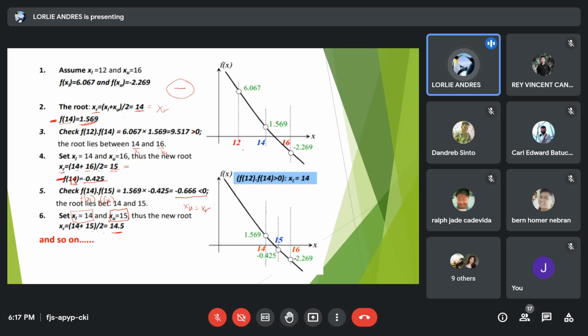If you look at your graph, if it is 12 and then 16, this is now its function. If it is at 15, this is its value. So, take note, this is your approximate root value.